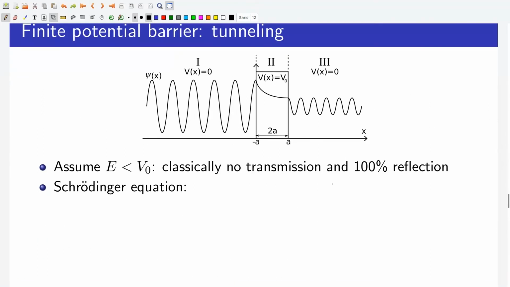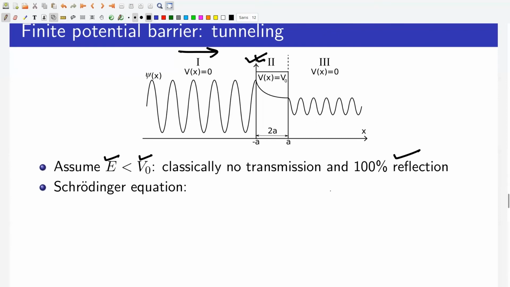Next, we discuss quantum tunneling. We are dealing with a free particle which is propagating from left to the right. It hits a potential barrier at this point. Now, let's assume that the barrier height is more than the energy of the particle. Thus, classically, no transmission is possible and the particle is reflected from this point.